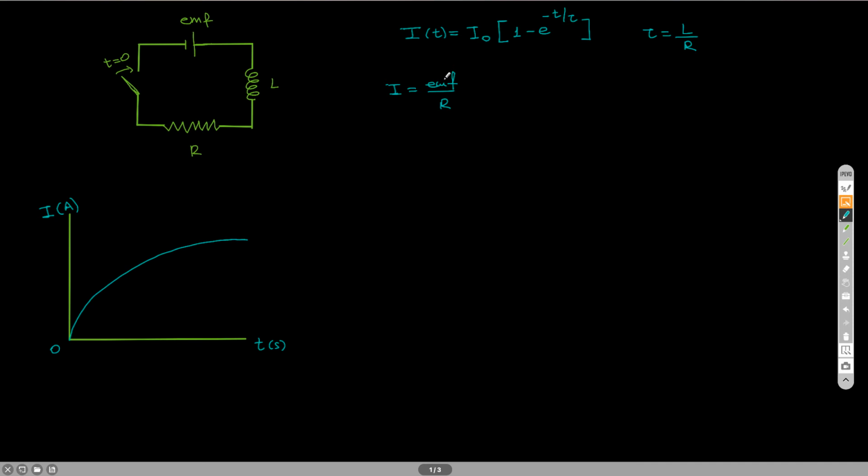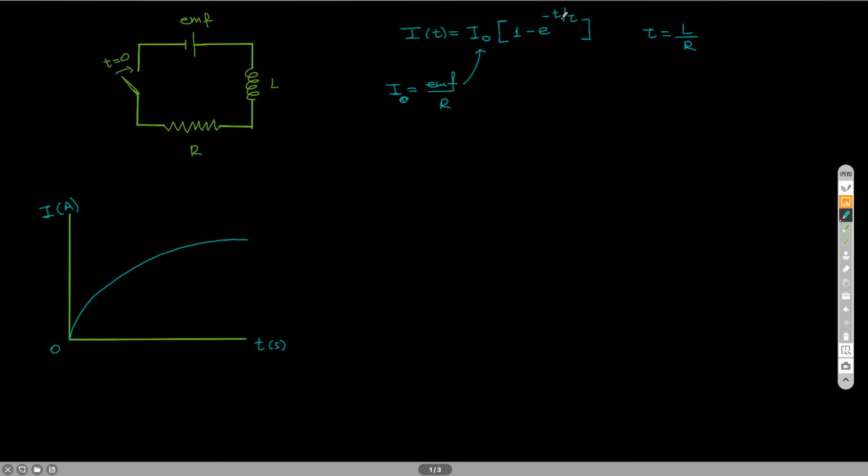Now, this is how you can find I naught in your expression. So the current as a function of time in an RL circuit includes I naught, which is the maximum current that goes through the resistor. You can find that maximum current by simply saying, well, if the inductor was not there, then I would get EMF over R for the current in the resistor, okay? And this is what I'm gonna plug in here.